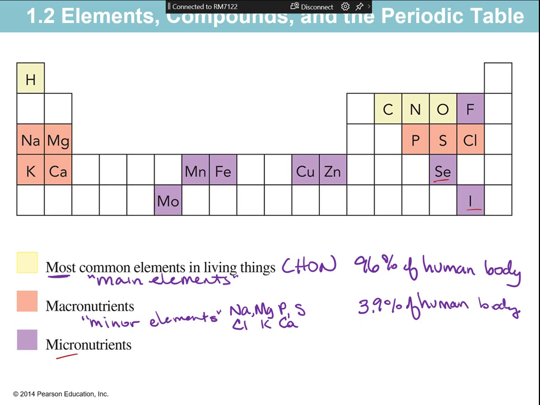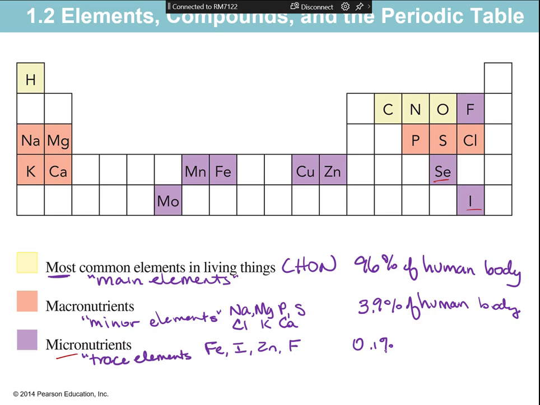Then the little itty bitty ones. They call these micronutrients. I just say they're trace because they are found in extremely low concentrations. These have very specific functions, so you typically don't find these everywhere in the body.